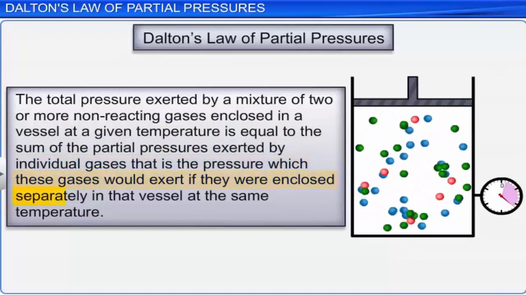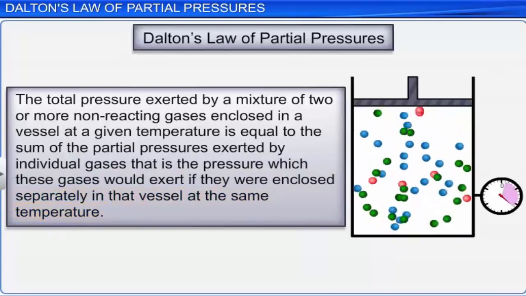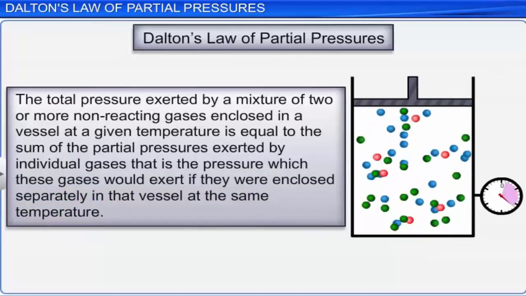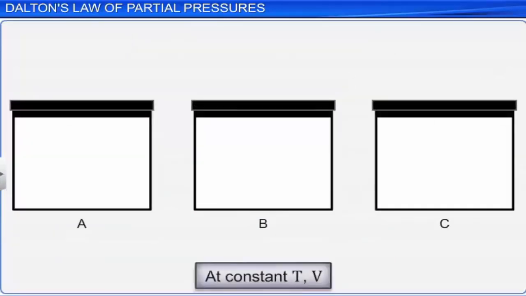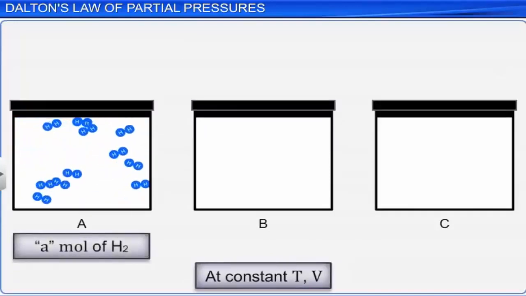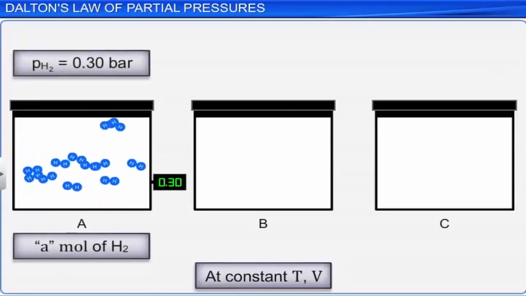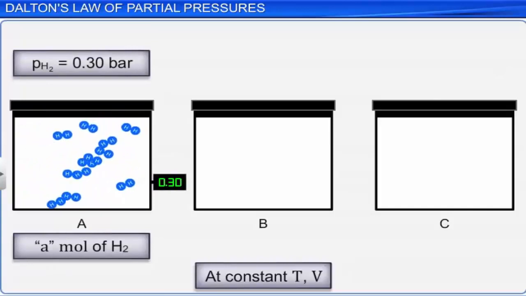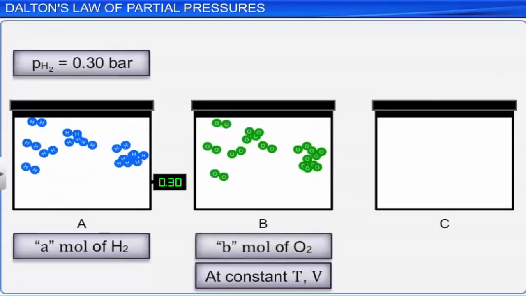To understand this law, let us consider 3 vessels of the same volume at the same temperature. Let the first vessel be enclosed with A moles of hydrogen exerting a pressure of 0.30 bar, and the second vessel be enclosed with B moles of oxygen at the same temperature exerting a pressure of 0.45 bar.